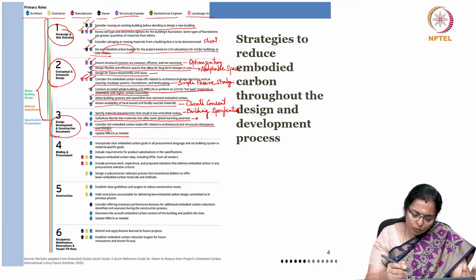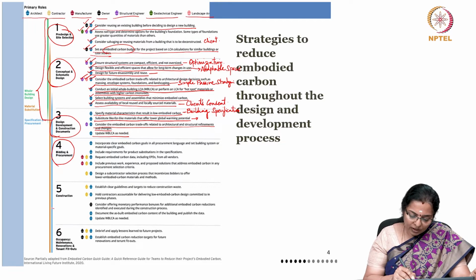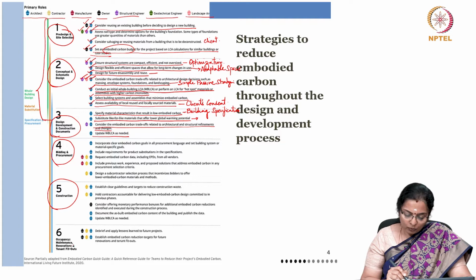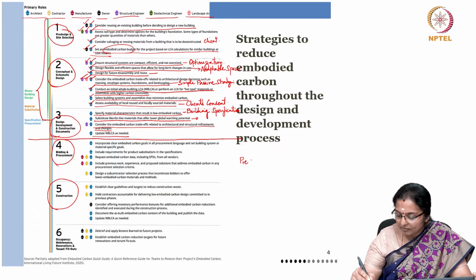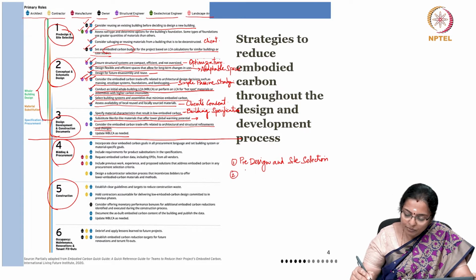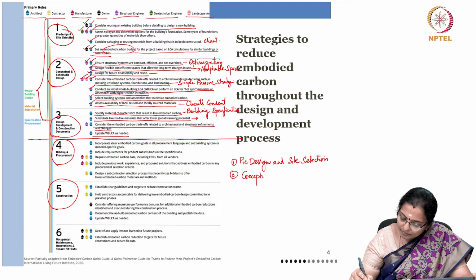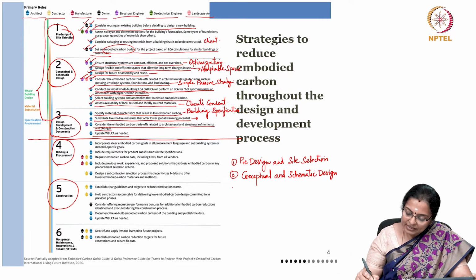Then when it comes to bidding and procurement or the construction stage, we won't go much into that stage, because till here whatever decisions are taken at the pre-design and site selection, then second is conceptual and schematic design, and third is design development.